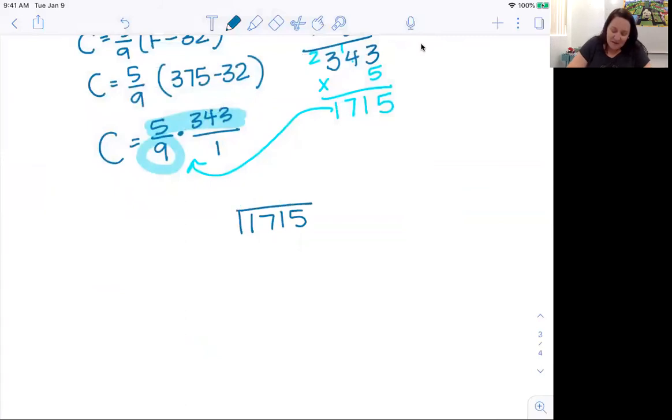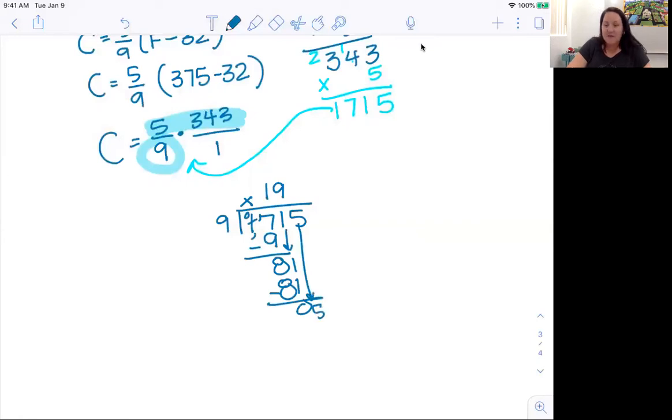1,715 divided by 9. 9 goes into 1. Nope, 9 goes into 17 only one time. Subtract. 17 minus 9 is 8. Bring down my 1. 9 goes into 81 9 times, actually perfectly. 9 times 9 is 81. Bring down my 5. 9 goes into 5. Can't do it, but I still got to put a 0 there. So I get 190 and 5/9. Now, that's good.